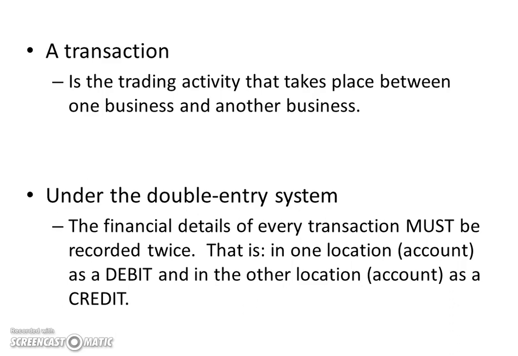So a transaction is basically the trading activity that takes place between one business and another business. And the financial details of every transaction must be recorded twice according to the double entry principle. That is, for every debit you should have a corresponding credit. So that means that in one account it will be a debit, and in another account it will be a credit.